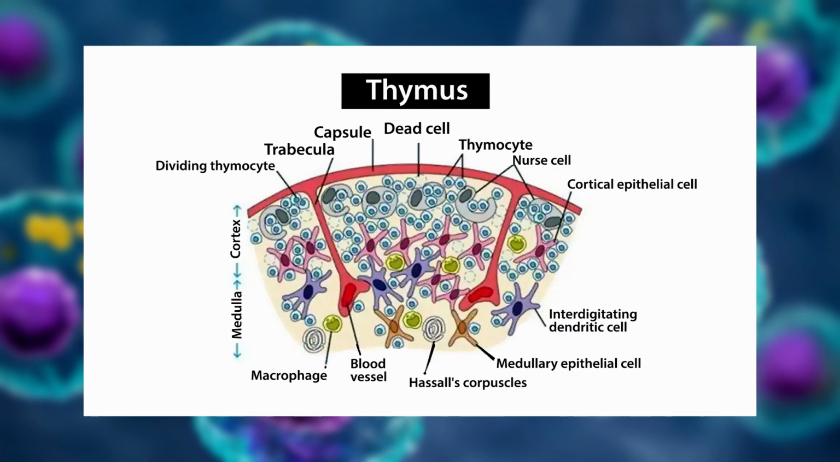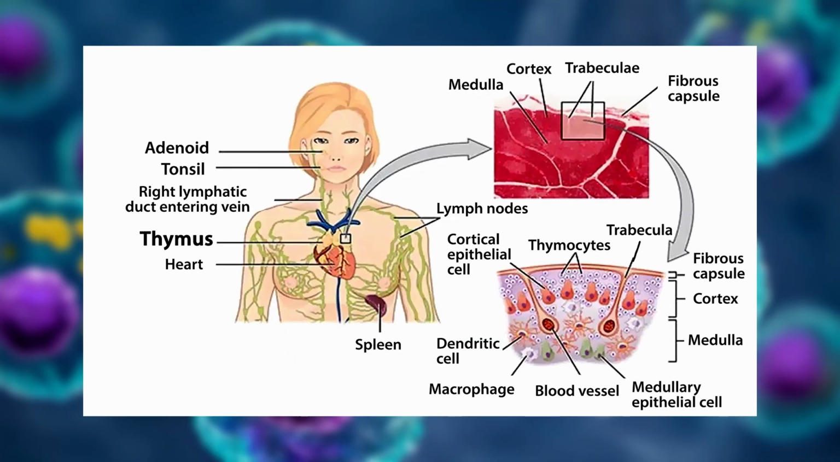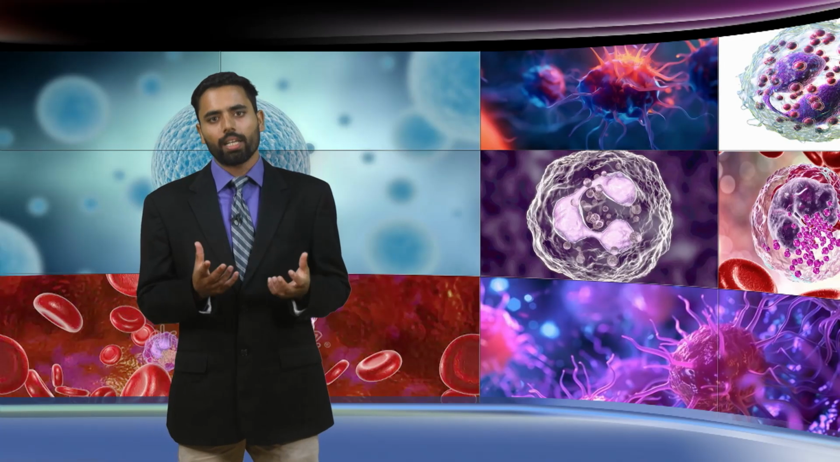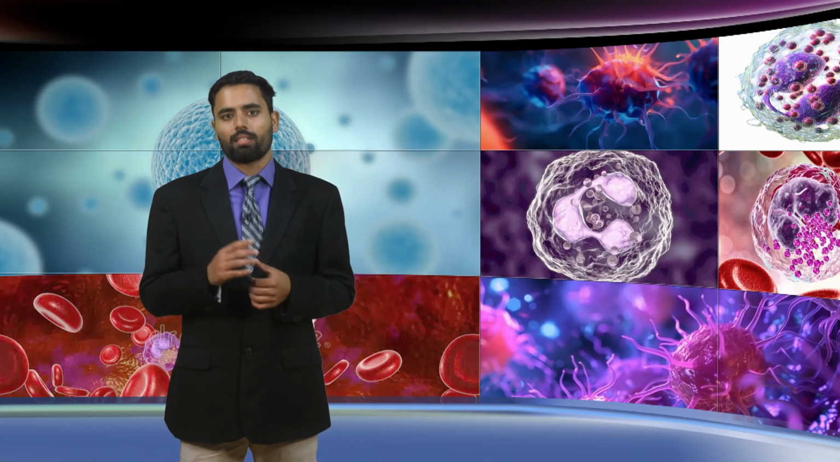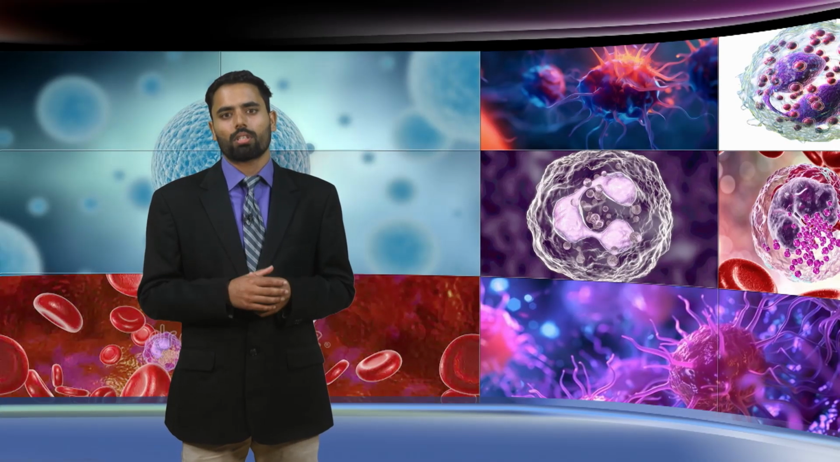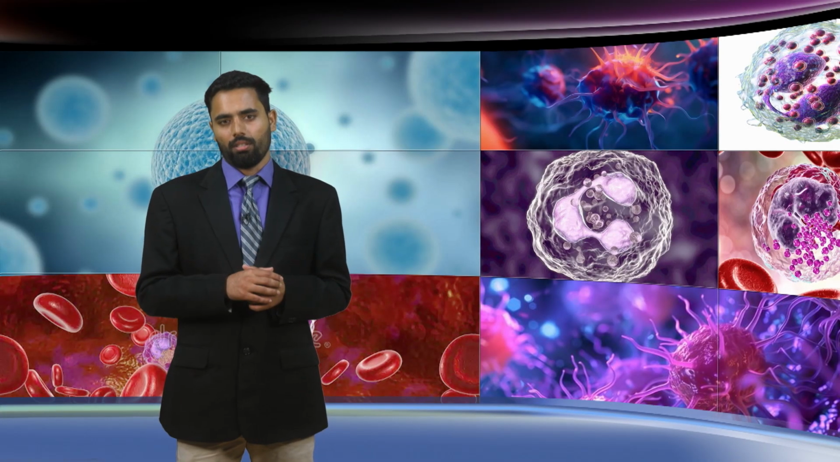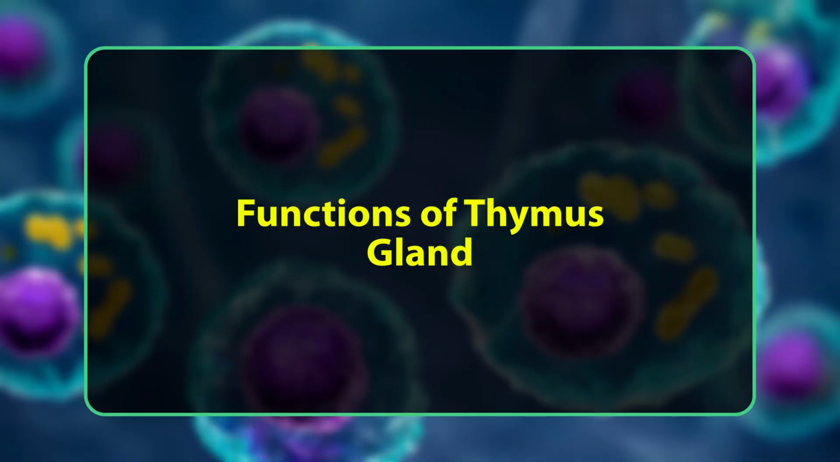Both cortex and medulla of the thymus are crisscrossed by a three-dimensional stromal network composed of epithelial cells, dendritic cells and macrophages, which make up the framework of the organ and contribute to the growth and maturation of thymocytes. The thymus gland is a critical organ of the immune system as it serves as a defense mechanism against different pathogens, tumors and antigens. Now, functions of the thymus gland.